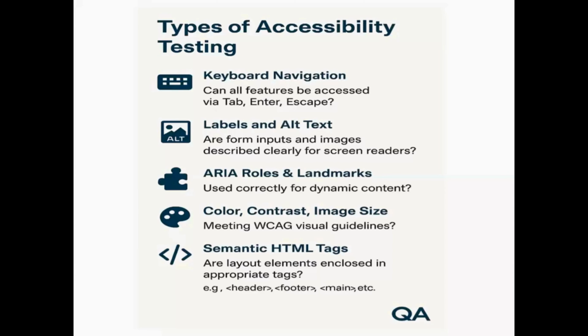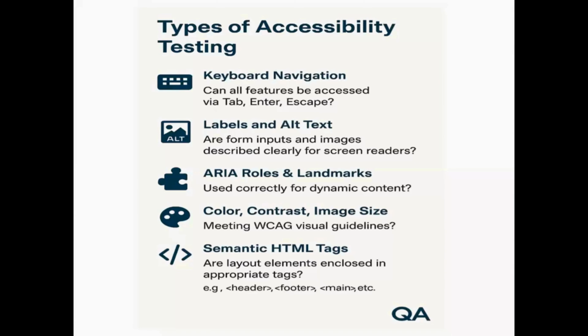And are we using the right ARIA roles or landmarks in case of dynamic HTML content? So what is ARIA? Accessible Rich Internet Applications. This is a feature which supports accessibility. The next thing is color, contrast, and image size. For everything, there is a standard set by the WCAG rules. So when you take an image, there is a minimum or maximum size that is recommended, so that those who are visually impaired will also be able to access the application without any issue.